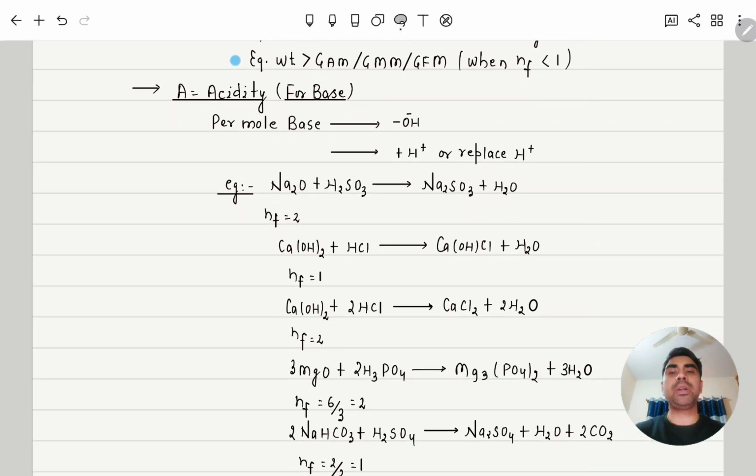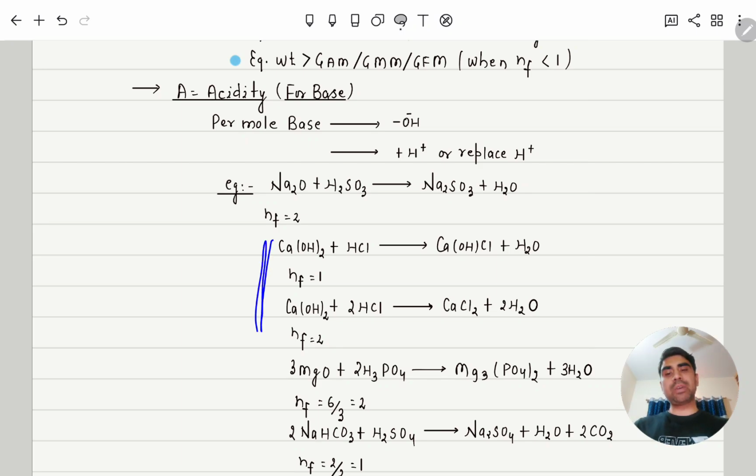For example, here you can see Na2O reacting with H2SO3. Due to its presence it cannot furnish OH minus, but you can see 2H plus is removed. SO3 here is combining with sodium, so its n factor is 2. Per mole, due to its presence, how many moles of hydrogen are removed, that is its n factor.